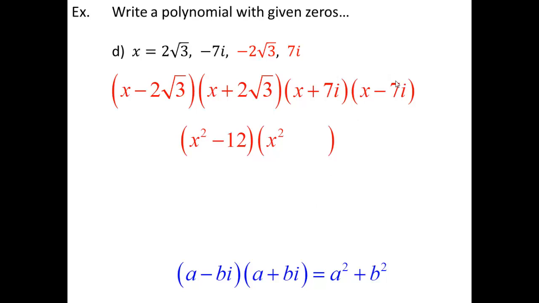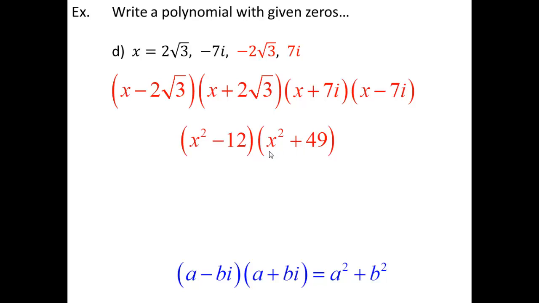Now you could also say the b value is negative 7. It really doesn't matter. We're going to square it anyway. But remember, the b value is the number in front of the i. It does not include the i itself. So the b value is 7. 7 squared is 49. So x squared plus 49. Since it's a complex number, it's a sum of squares.